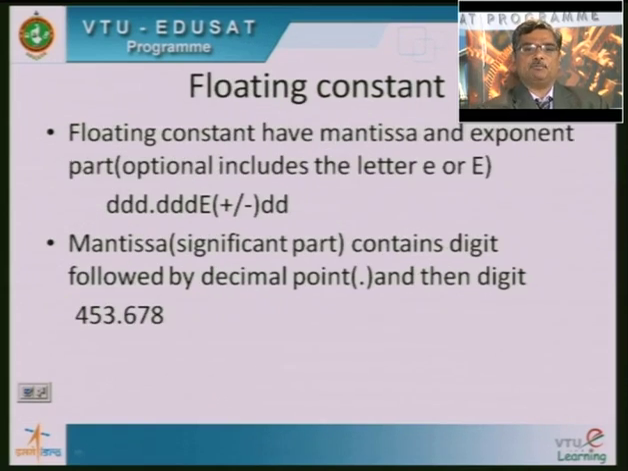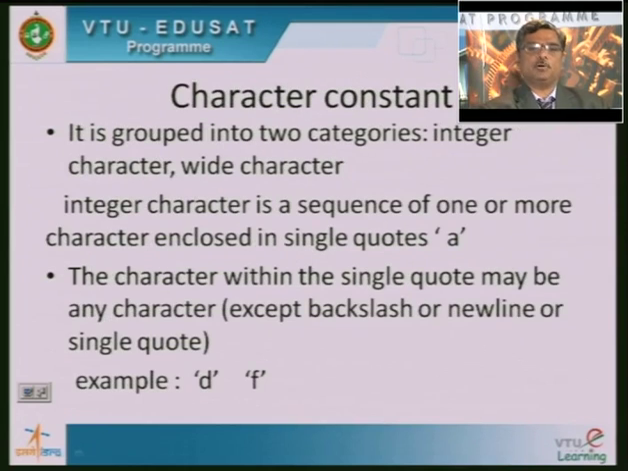Similarly, if you want floating point data, you can use in the program 453.678. This is a constant value you assign to a variable of type float. The general format is digits, dot, digits, e to the power of plus or minus dd. This is the standard. You can use the exponential part whenever it is required in your programming. This is how a floating constant works.